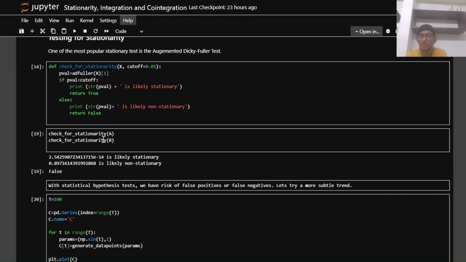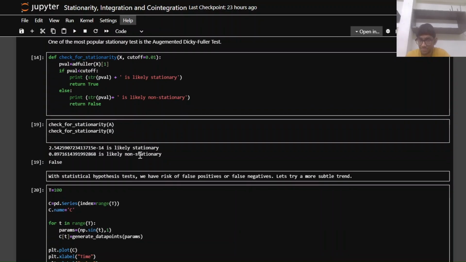So I have checked the stationarity of time series A and B. Time series A had a constant mean of 0, and time series B had its mean increase linearly with time. As you can see, the results clearly show that time series A has a p-value of 2.5 times 10 to the power of minus 4, which is likely stationary, and time series B has a p-value of 0.9, which is obviously bigger than 0.01, and so time series B is likely non-stationary.